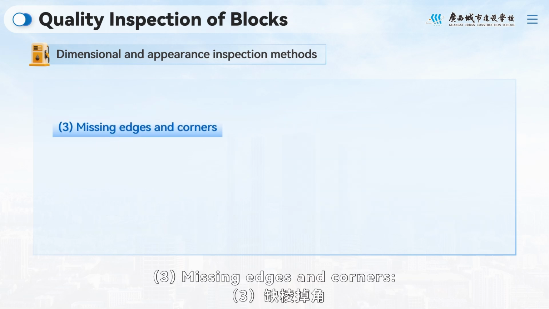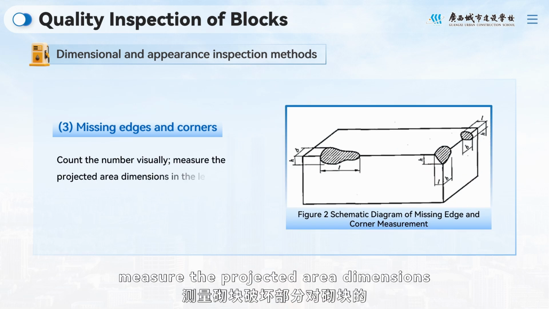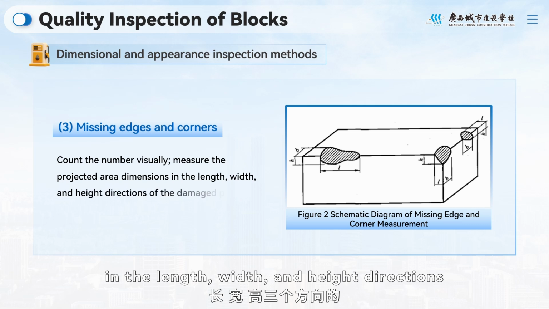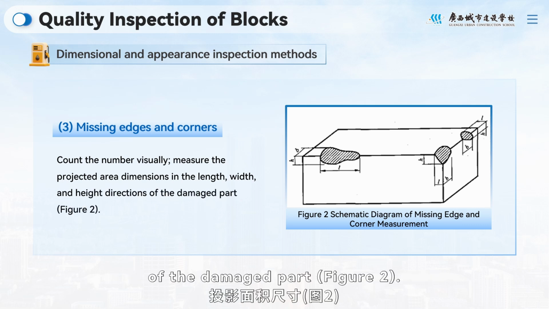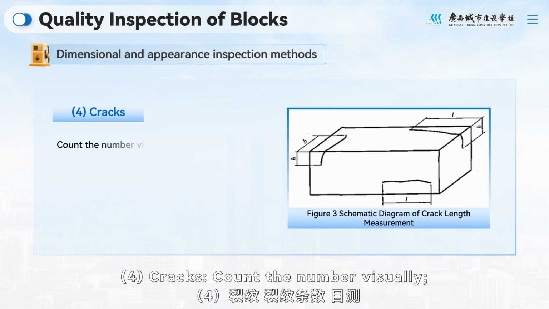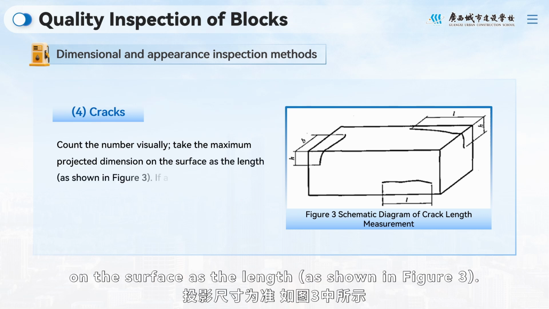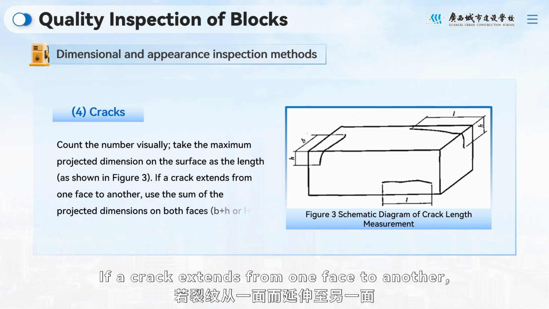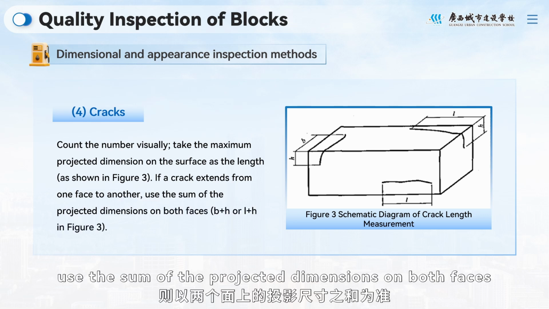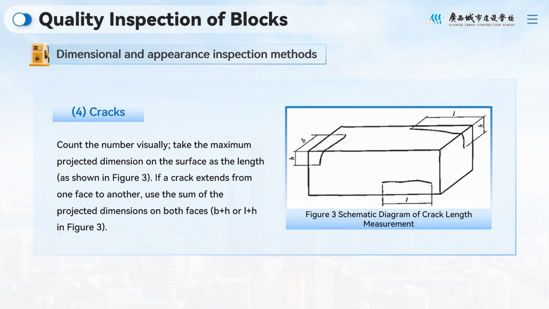3. Missing edges in corners. Count the number visually. Measure the projected area dimensions in the length, width, and height directions of the damaged part, Figure 2. 4. Cracks. Count the number visually. Take the maximum projected dimension on the surface as the length, as shown in Figure 3. If a crack extends from one face to another, use the sum of the projected dimensions on both faces, B plus H or L plus H in Figure 3.